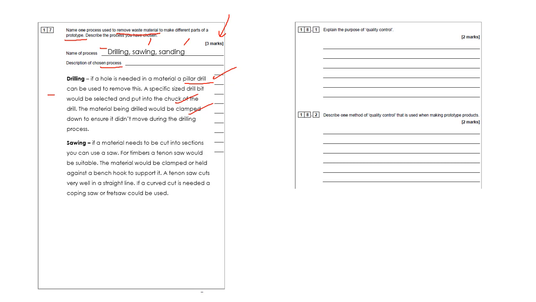If you wanted to talk about sawing, if a material needs to be cut into sections, you could use a saw. For timbers, a tenon saw would be suitable. That's the one that looks like this. You would have seen it in the workshop. It's normally got like a bit along the back of it because it's really good for cutting straight lines. The material would be clamped or held against a bench hook.